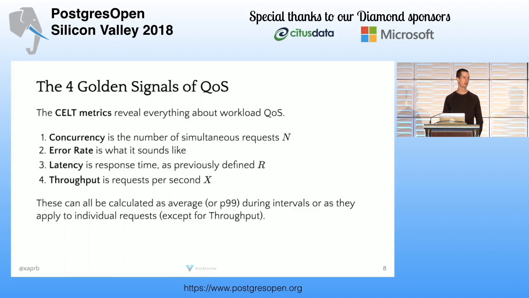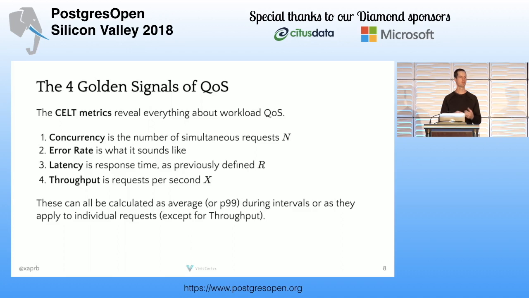I formed CELT by taking the canonical performance metric names: concurrency, error rate, latency, and throughput. I wished that I could order them in a different order and make a word out of it, but whatever, sacrifice everything to make an acronym that you can pronounce. And those four metrics really qualify and characterize quality of service.